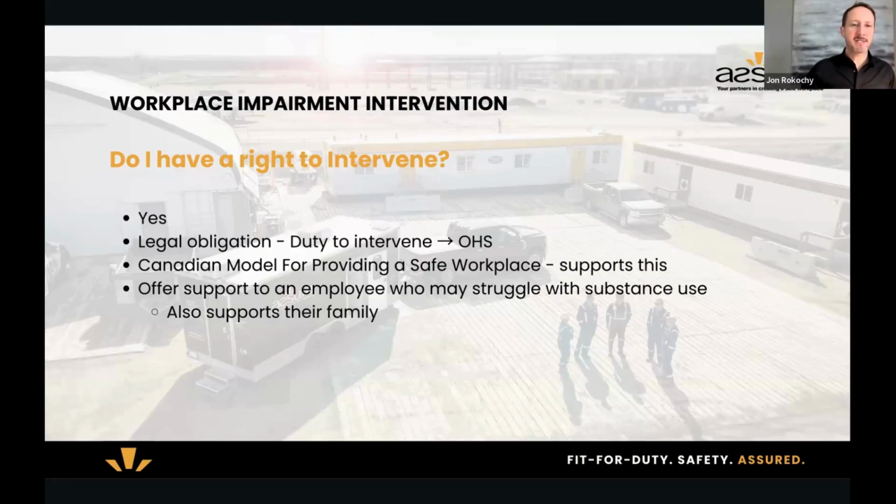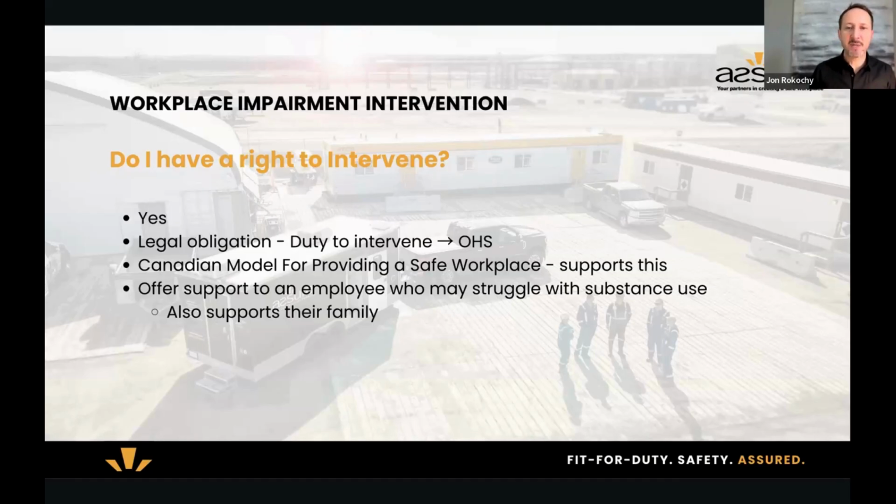The Canadian model for providing a safe workplace also supports this. Most of us are familiar with this Canadian model. It's considered best practice for drug and alcohol testing in Canada. Side note, apparently a new version of this is coming out in early 2026. So something we'll of course inform you of when it comes out. Make sure you get the link to download the new one. But that's something to watch out for.